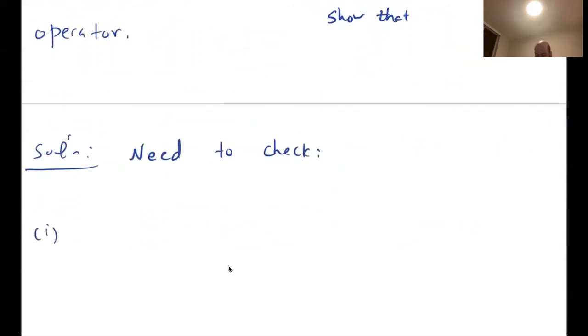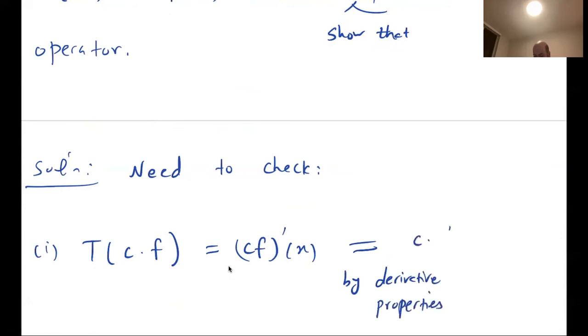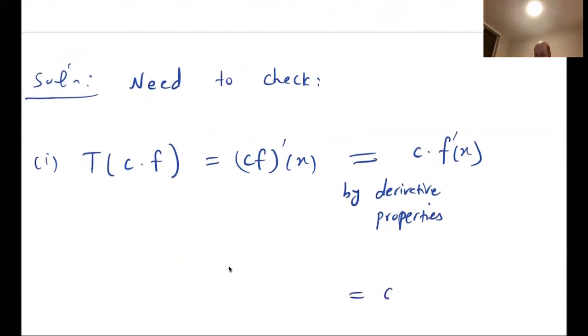So here we need to check the first condition, T of C times F. This is, by the definition of T, the derivative of CF, and by derivative properties, I can write this as C times F prime of X. T of CF is the derivative of CF, and the derivative of CF is C times the derivative of F. And C times the derivative of F means C times T of F.